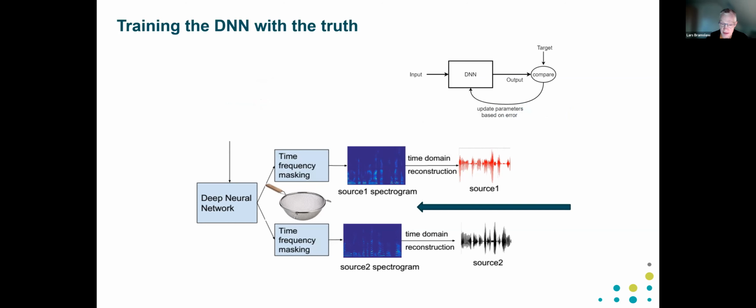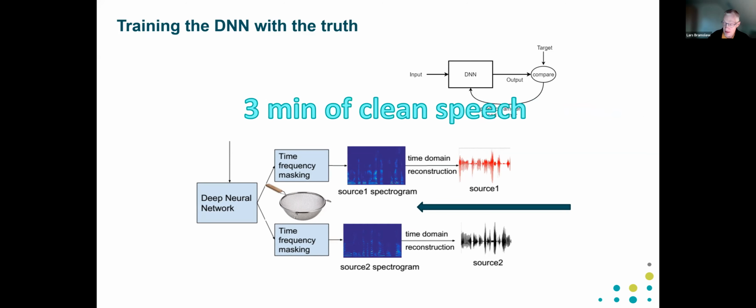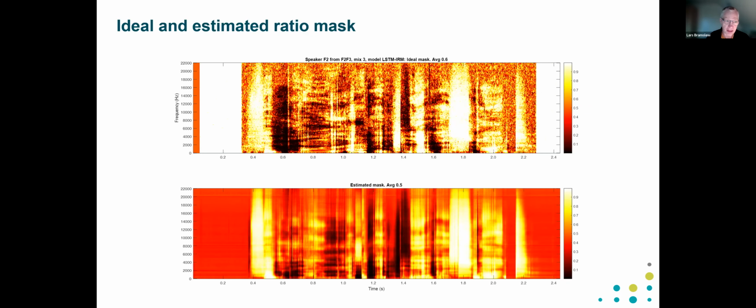We do that in a traditional way by training the deep neural network with the true signals. We feed the clean signals, the 2 voices, back into the model, and we train it using back propagation, just as you normally train a deep neural network. In this case, we have 3 minutes of clean speech available. That's all it takes to train the model, which also means that in real life, 3 minutes of samples of a known voice, for instance your spouse, would be enough to train such a system.